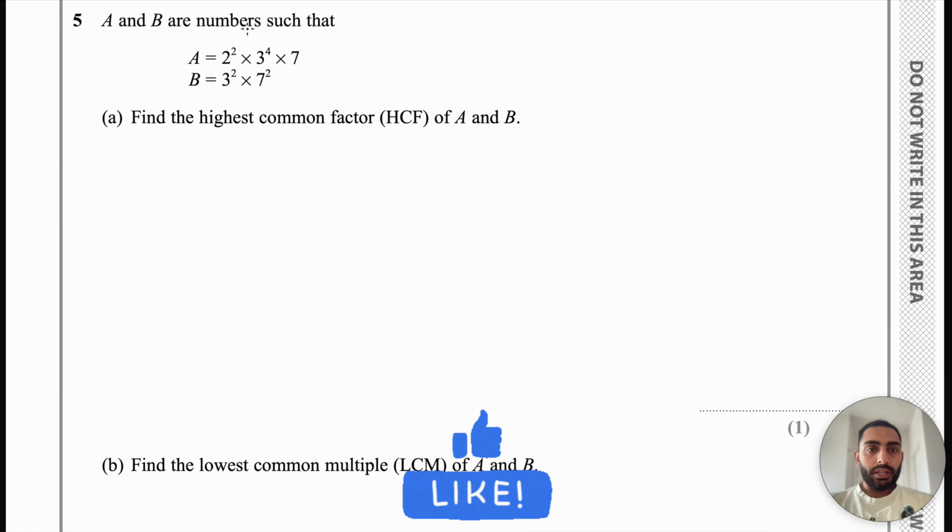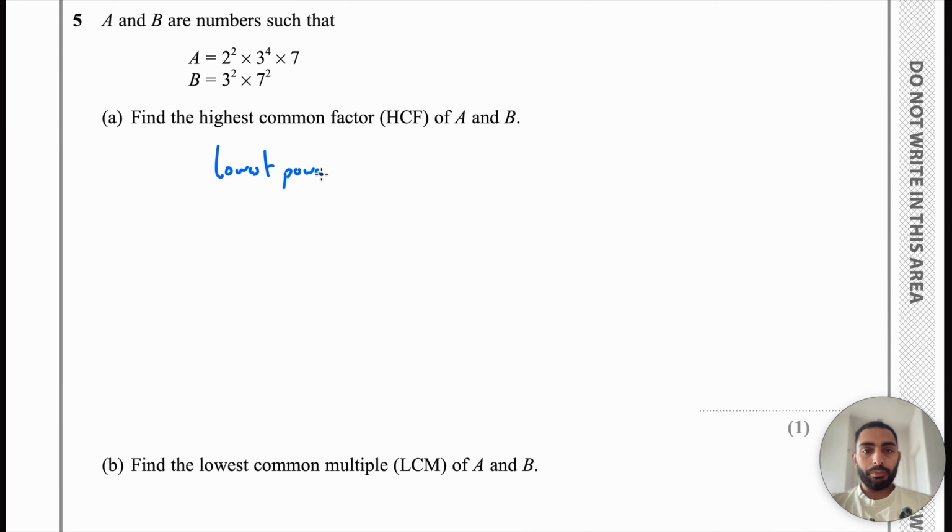Question 5. A and B are numbers such that A is equal to this and B is equal to this. Find the highest common factor, HCF, of A and B. If you're finding the highest common factor and you've got the numbers in index form, you're just finding the lowest power of the common factors.